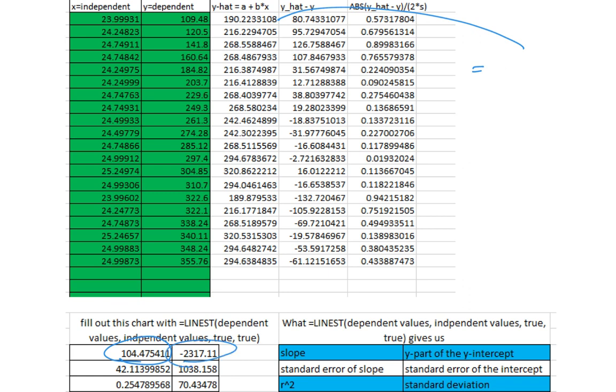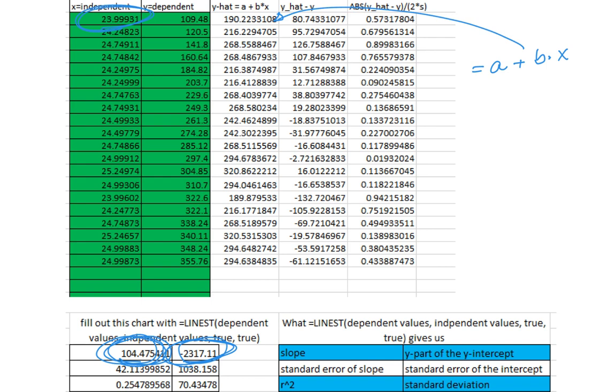So when it's asking me to do y hat, these are my predicted y values. So I'm going to do my y hat, and I'm going to grab the cell that has this in it. So that is my y part of my y-intercept. That is my A cell, whatever cell that is for you. And then I'm going to do plus. I'm going to grab the cell that has my slope in it, that cell that is my B. And then I'm going to multiply by the cell that has my X in it. And then that's going to give me my first value.